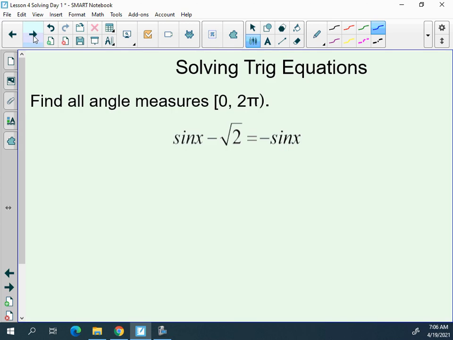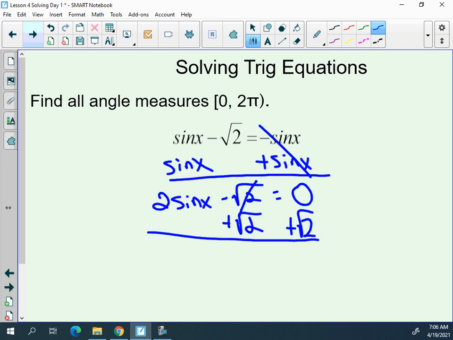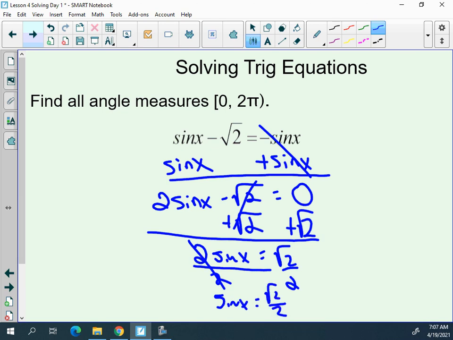Okay. The next one, notice we have sines on both sides. So let's get those together. All right, that's what we normally do with variables on both sides. So I'm going to have 2 sine x minus the square root of 2 equals 0. I'm going to add the square root of 2 to both sides. So now I've got 2 sine x equals the square root of 2. And I'm going to divide both sides by 2. So that gets me sine x equals the square root of 2 over 2. That should be very familiar. That, of course, is our pi over 4 family. Sine is positive in the first and second quadrants. So there are my answers.